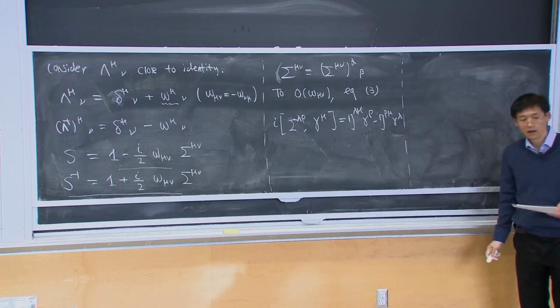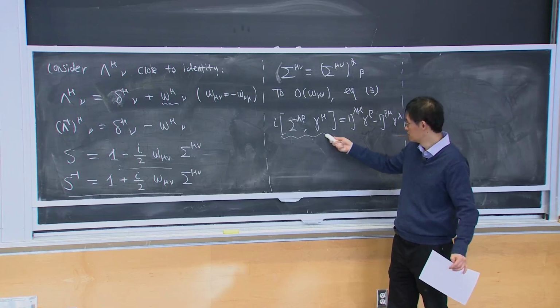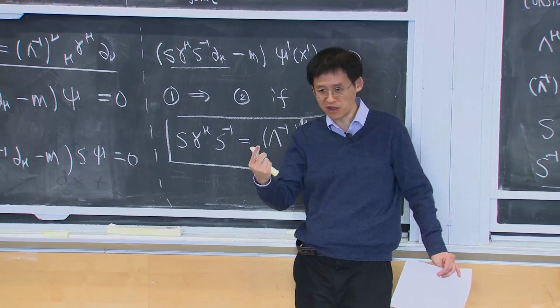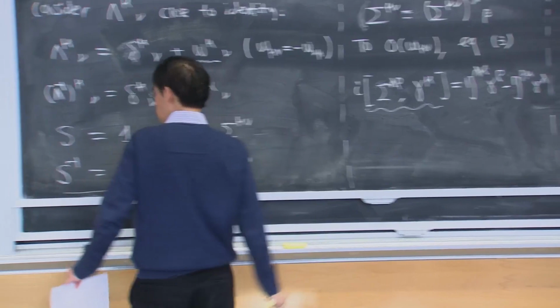So you get this equation. The left-hand side is very easy to understand. Whenever you have a commutator, for people who have done this Baker-Hausdorff and so on, at first order you always get the commutator, okay? You always get the commutator, so that's where this commutator comes from.